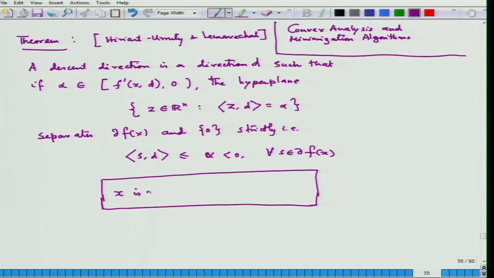x is a minimum if and only if f dash x d is greater than or equal to 0 for all d in Rn. This is a standard optimality condition. If you have forgotten it, just go and try this as homework.